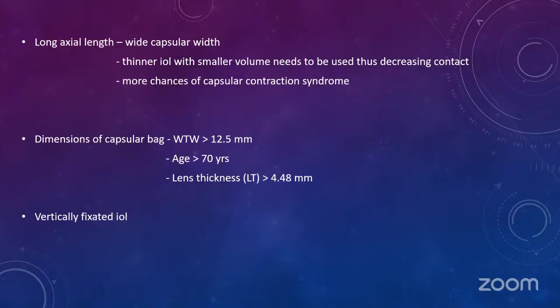If the axial length is long, the width of the capsule will also be wide. And since it is a long axial length, thinner IOLs are used in patients who have a long axial length, and thus a smaller volume needs to be used. So the contact between the IOL and the capsule is reduced. Also, if it is a wide capsular bag and a thinner IOL, there are more chances of capsular contraction syndrome, and it can become asymmetric. It can be an asymmetric contraction, and as a result, there could be rotation of the IOL.